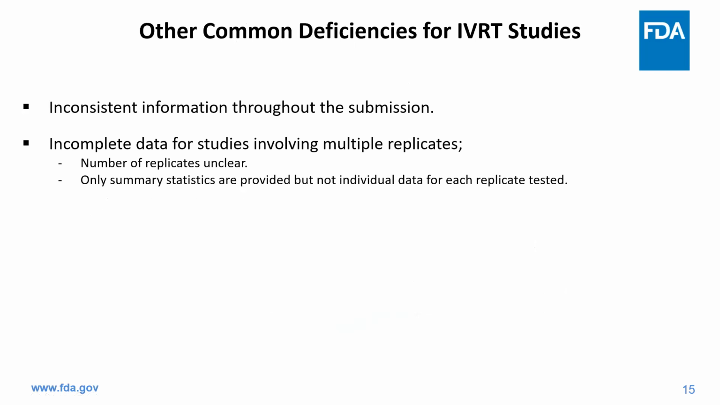And sometimes the applicant will provide inconsistent information throughout the submission. For example, the information in the bioequivalence summary table might be different from those provided in the detailed report. And sometimes there is incomplete data for studies involving multiple replicates, where the number of replicates is not clear, or only summary statistics are provided, not individual data.